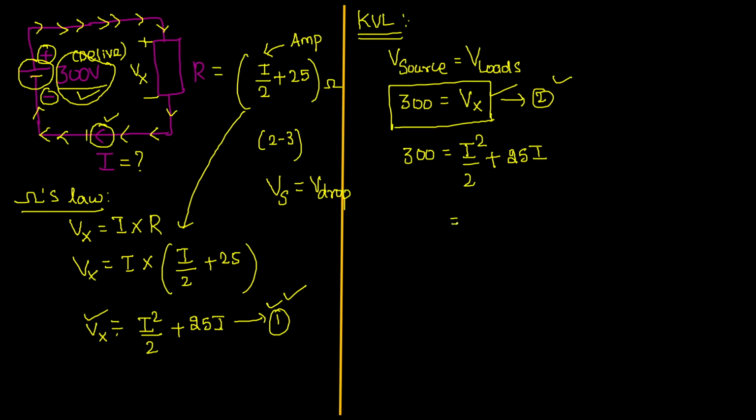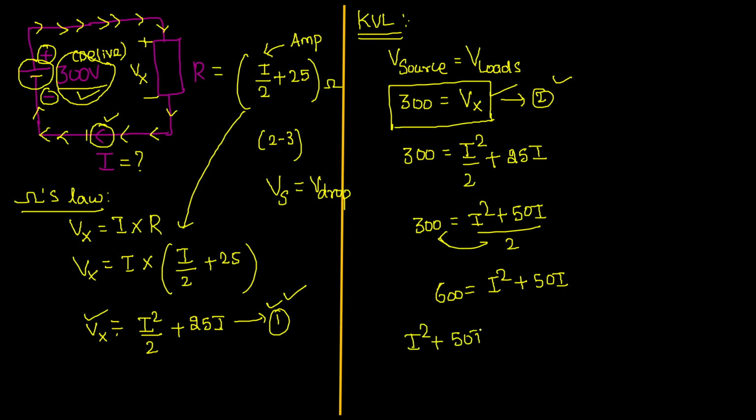Let us take the LCM. I can rewrite this equation as I square plus 25 into 2, which is 50 times I, whole divided by 2, equal to 300. Now bring this 2 to the left hand side. Then this can be rewritten as I square plus 50 times I equal to 600, since 300 into 2 is 600. This equation can be rewritten as I power 2 plus 50 times I minus 600 equal to 0.